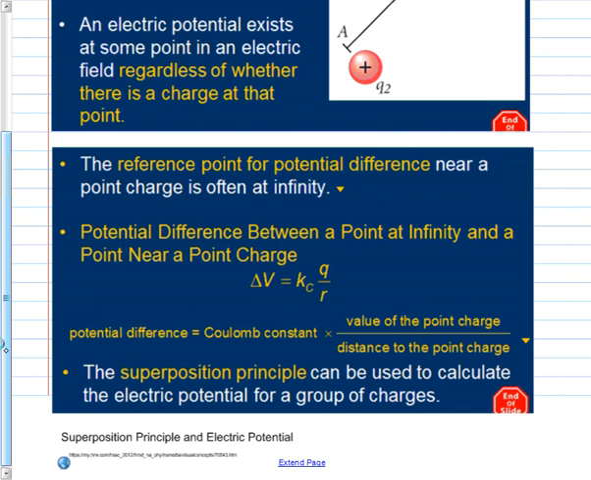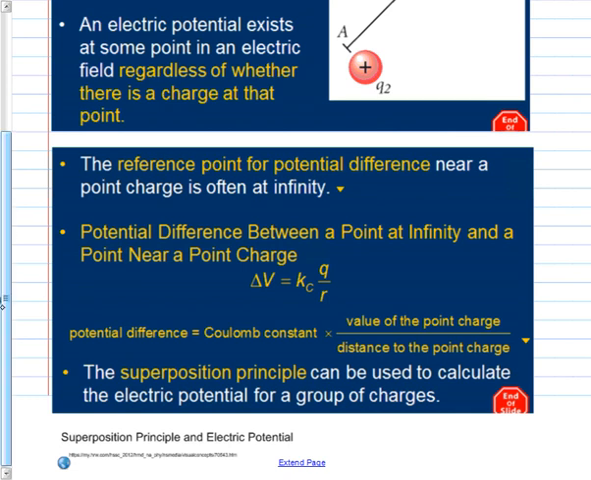Compared to 0 potential, it's a 9-volt battery compared to 0. 0 up to 9. Potential difference between a point at infinity and a point near a point charge is found by this. So if I want to know my potential difference, it's Coulomb's constant times the strength of the charge in coulombs divided by my distance.